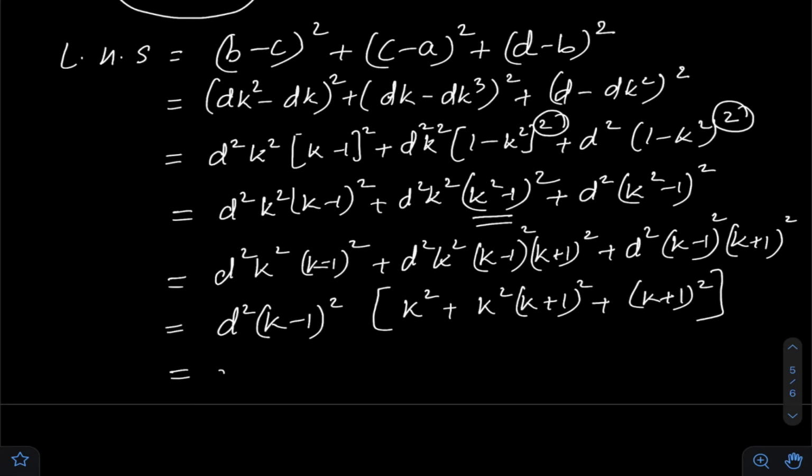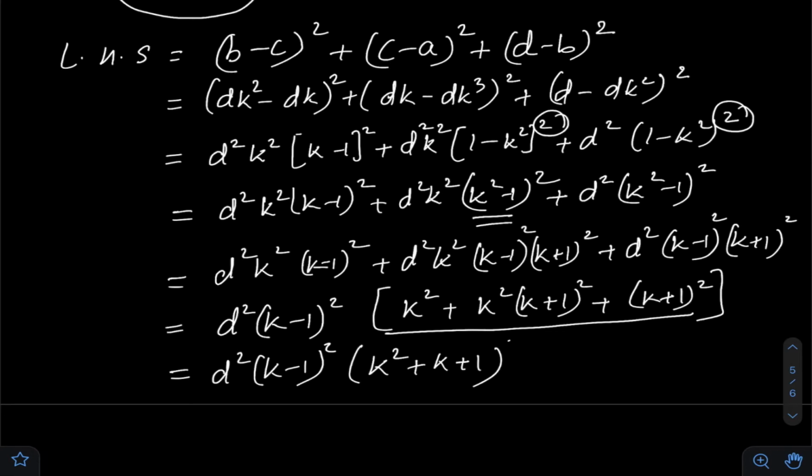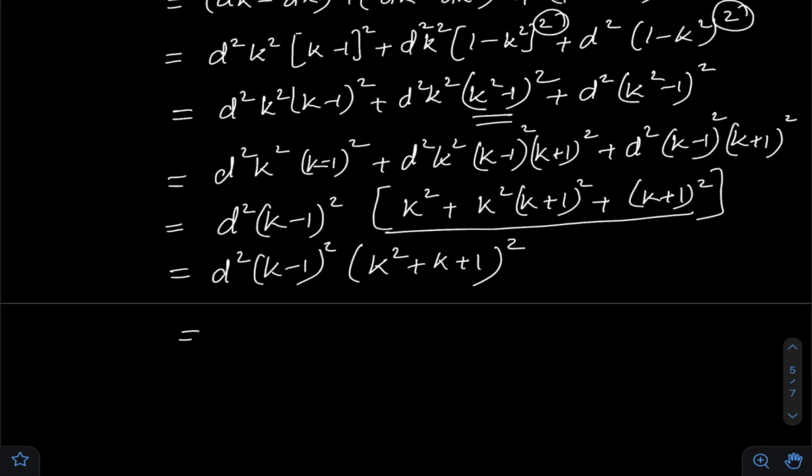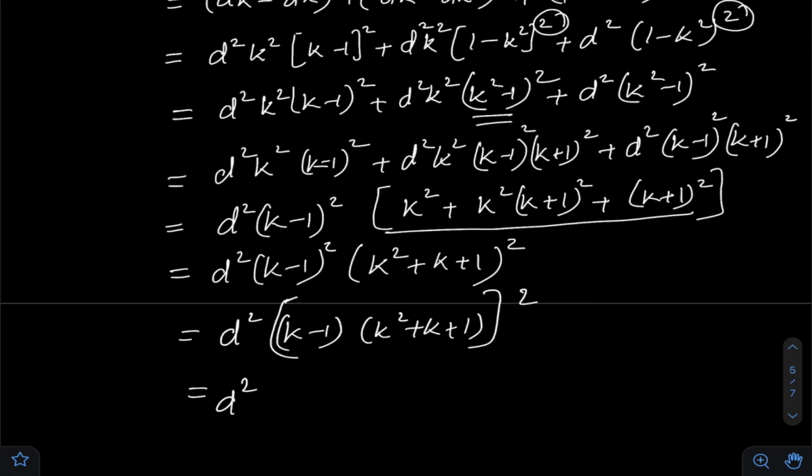Now if you solve what is present in this, you will get (k square plus k plus 1) whole square, or you can say it is d square (k minus 1) and (k square plus k plus 1), or you can write d square (k cube minus 1) whole square. So this is left hand side.